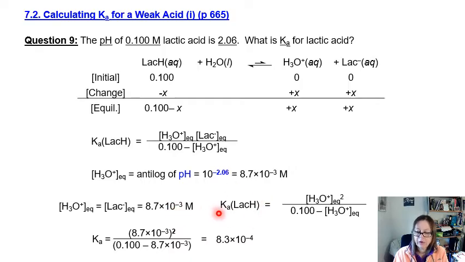Therefore, the Ka for lactic acid is the concentration of H3O+ squared divided by 0.1 minus the concentration of H3O+. Therefore, the Ka is (8.7 times 10 to the negative 3) squared divided by 0.1 minus 8.7 times 10 to the negative 3, and you will find a value for Ka of 8.3 times 10 to the negative 4.